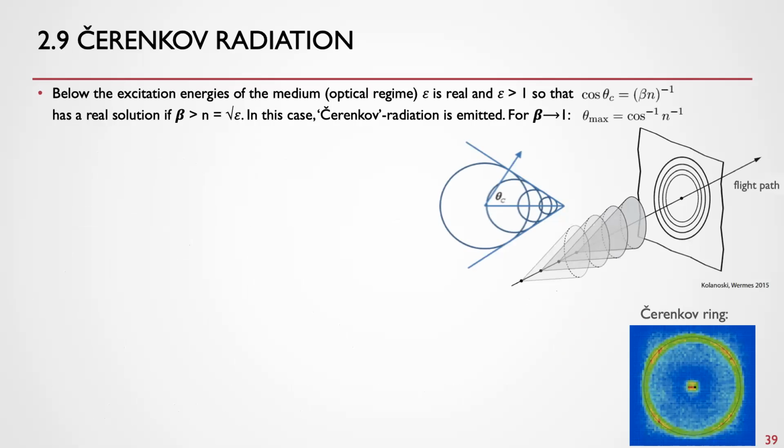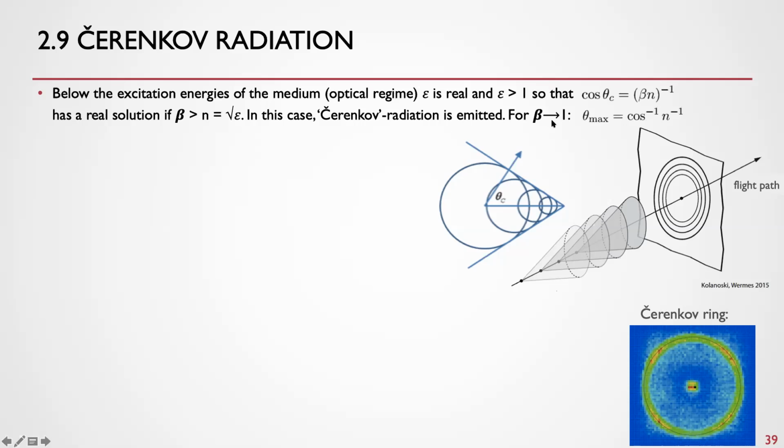What happens at the boundary? This is when we just about create a real solution. The threshold for a real solution to exist is that beta has to be in excess of 1 over n, so that the argument can be on the right hand side of a real valued angle in the cosine. In this case, Cherenkov radiation is emitted.